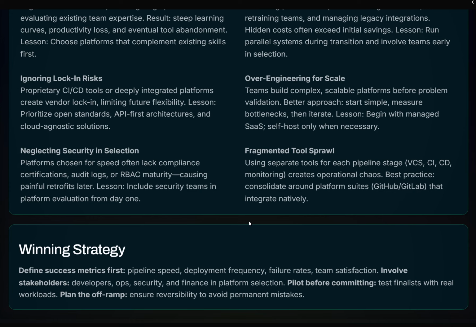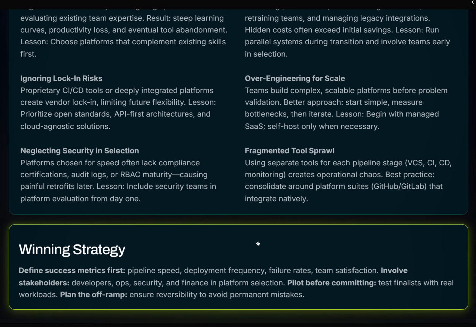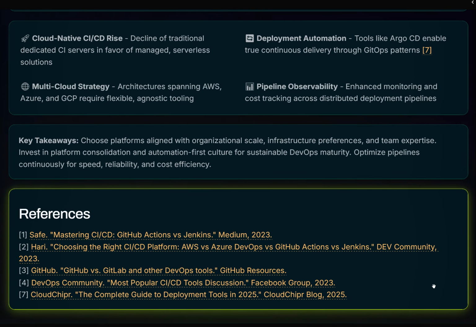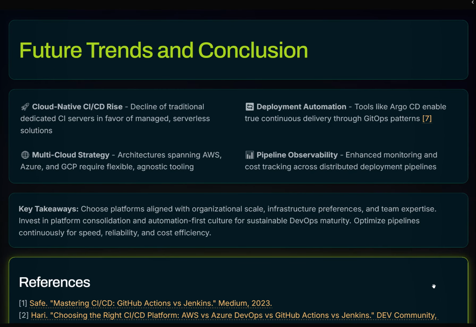So winning strategy: define success metrics first, like pipeline speed, deployment frequency, failure rates, team satisfaction. Involve stakeholders: developers, ops, security, and finance in platform selection. Pilot before committing, test finalists with real workloads, right? Ensure reversibility to avoid permanent mistakes. So these are the considerations I think you have to think about when you're selecting a platform.